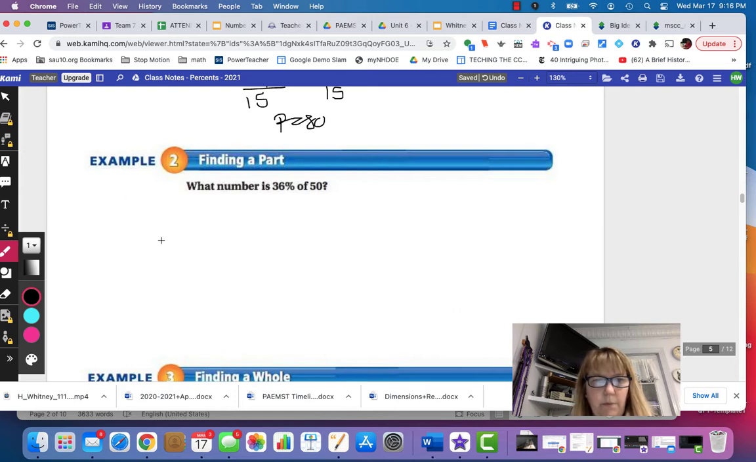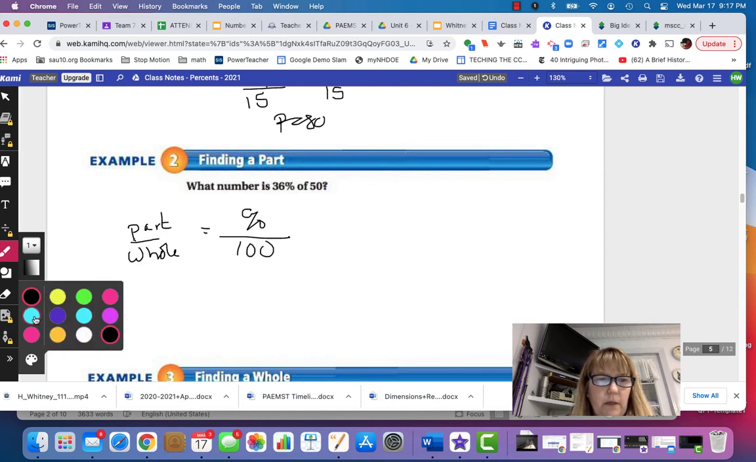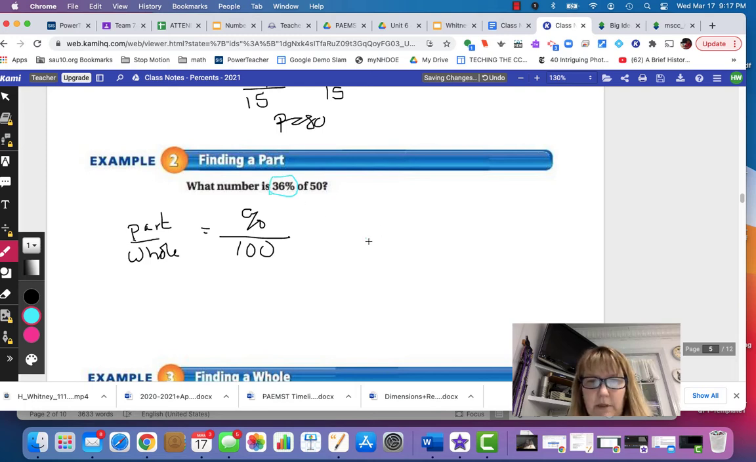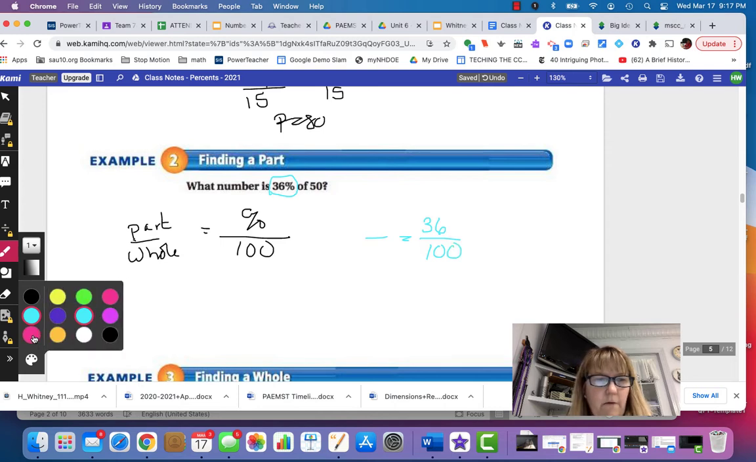So finding the part. Again, you start with the percent proportion, which is the part divided by the whole is equal to the percent over 100. And now we can start identifying things. So we know that the percent is always the percent. It has the percent sign next to it. So it's not a big mystery as to what the percent is. So 36 goes on the right-hand side of our proportion. 100 always goes there.